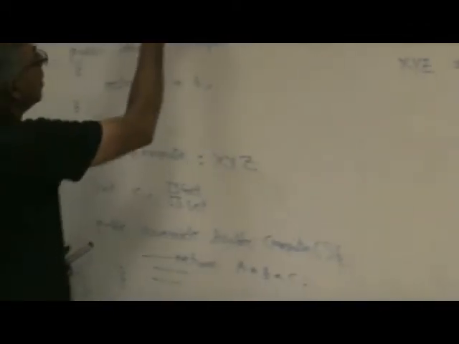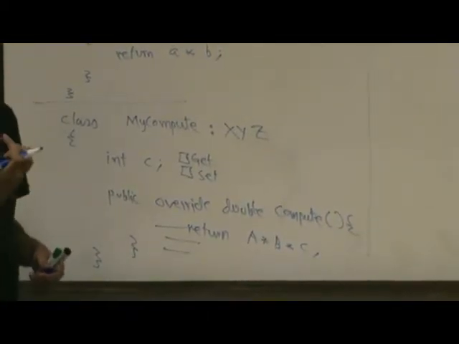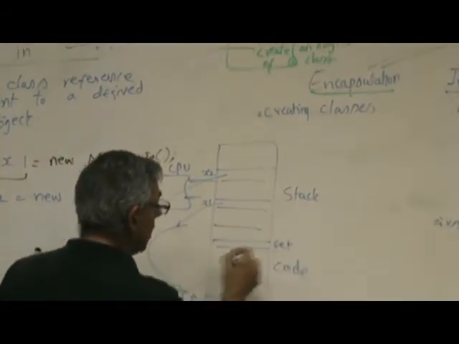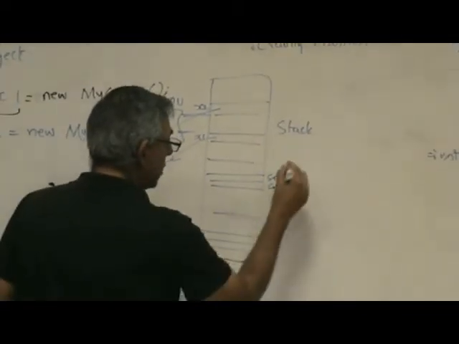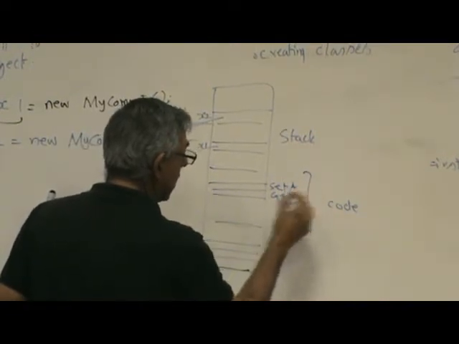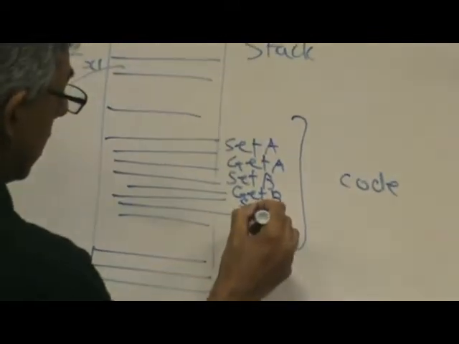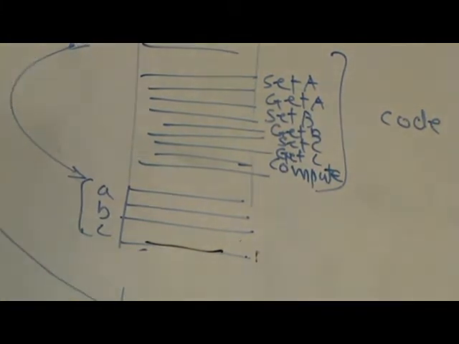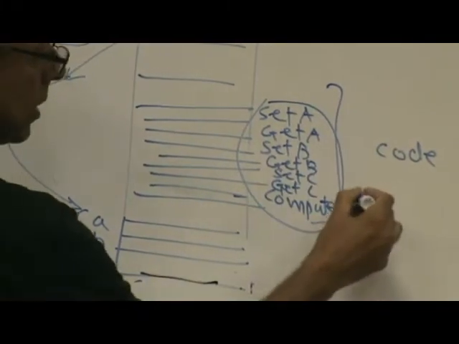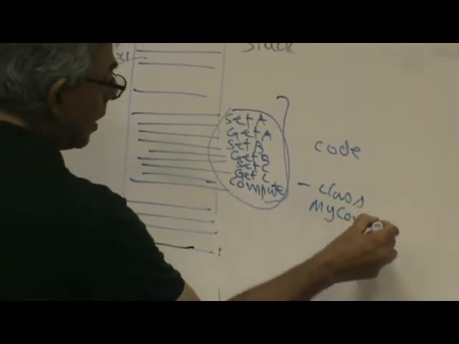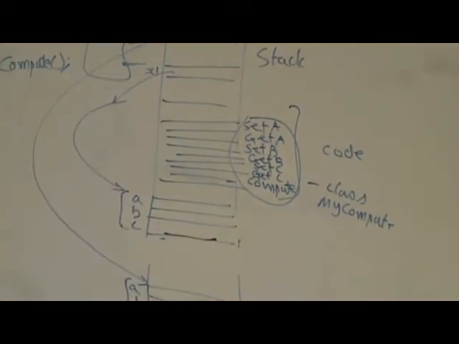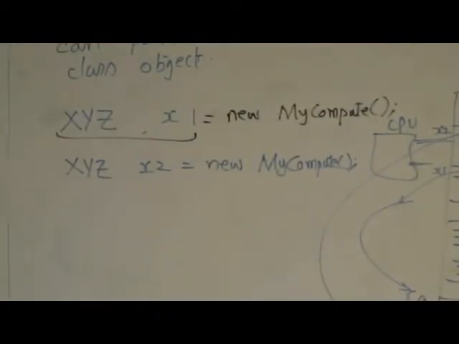So where does the code for all these, set as well as compute, where does it go? It goes into a single area called the code area, okay? So over here, there will be code for set, code for get. Okay, so this is our code area. So this will be set A, get A, set B, get B, set C, get C, right? And what else? One more function called compute. Right? Okay, so this will be for every class. So this is, for example, class my compute. Very similarly, there will be another code area over here for a class called XYZ, right?